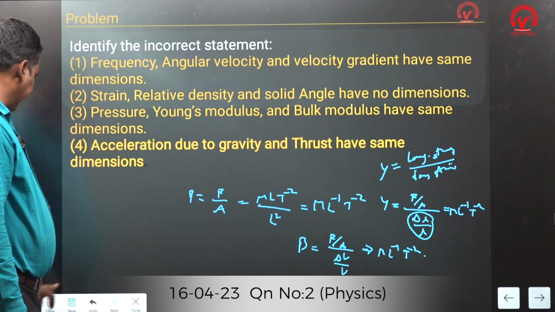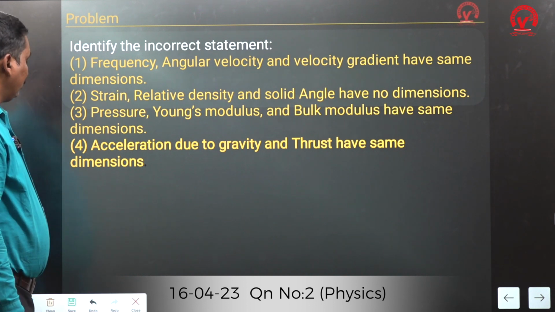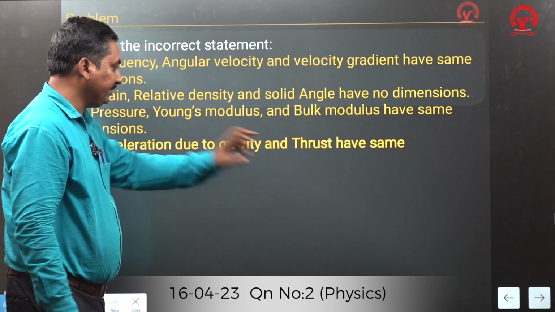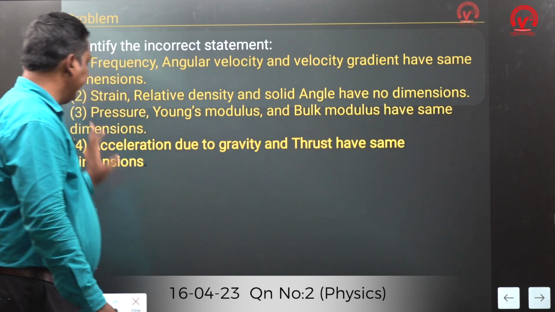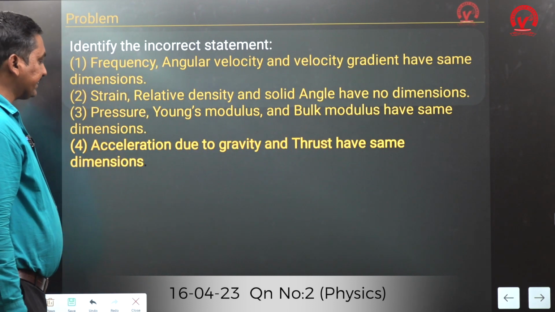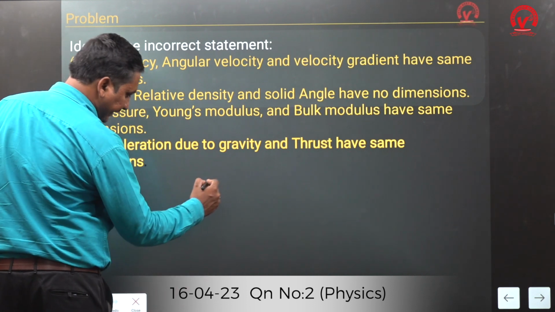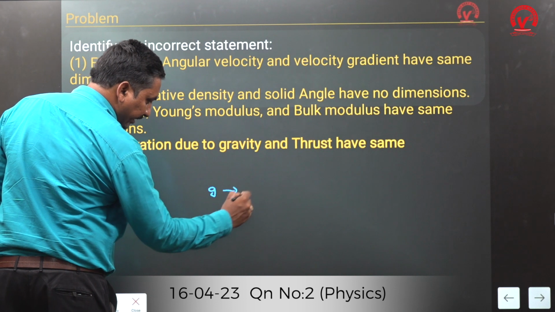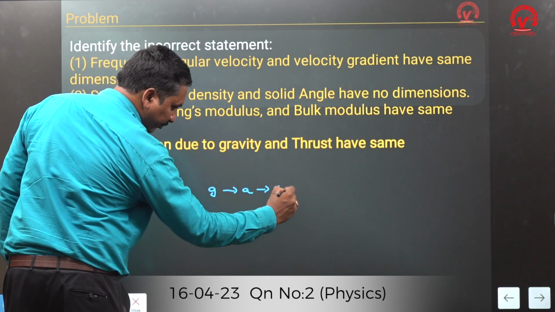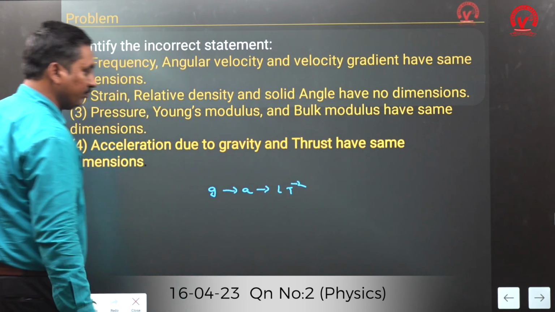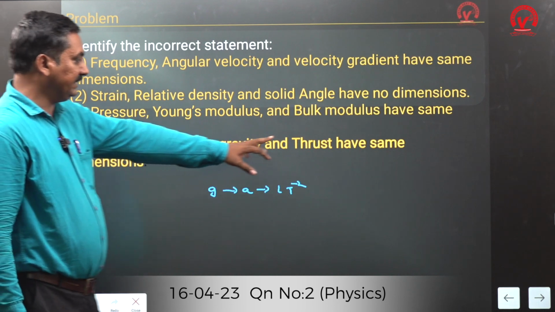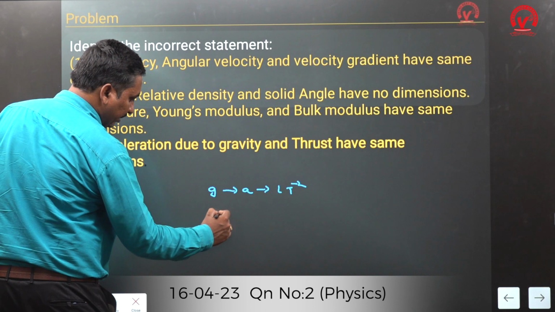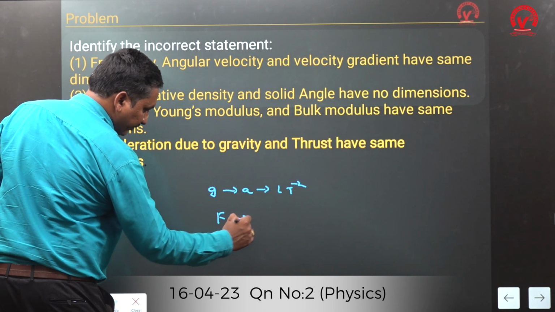Next we are checking the fourth statement. What is that fourth statement? Acceleration due to gravity and thrust have the same dimensions. So what is acceleration due to gravity? It is nothing but acceleration. What is the acceleration dimensional formula? That is L T power minus 2. Next, thrust is nothing but force. What is the force dimensional formula?